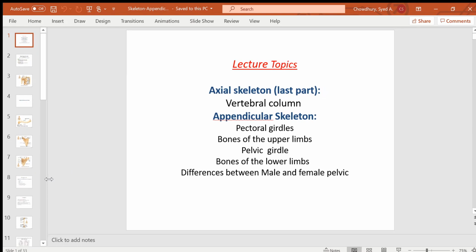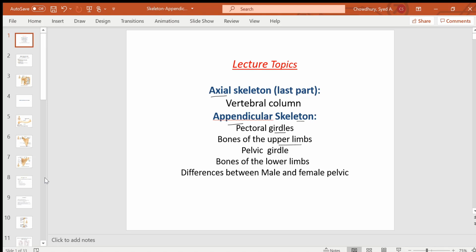Hello everybody. I'll talk about the bones of the skeleton. The human skeleton consists of two parts, the axial part and the appendicular part. The appendicular skeleton includes the bones of your upper and lower extremities. And the appendicular skeleton consists of girdles and limb bones.